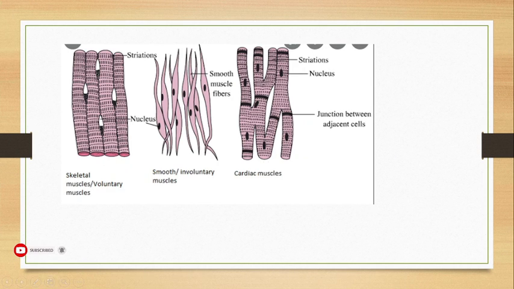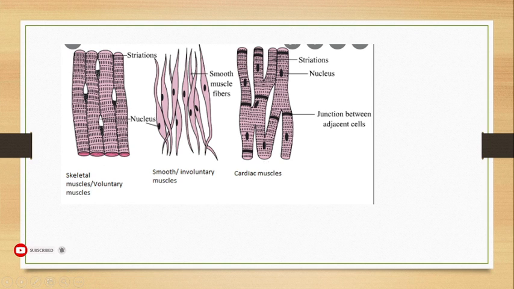Next, see here. These are the pictures. The first one is the striated muscle or voluntary muscle, and the second one is the non-striated muscle or involuntary muscle, and the third one is a cardiac muscle. Now we have studied striated muscle or voluntary muscle. These are smooth muscles, involuntary muscles, and striated muscles.